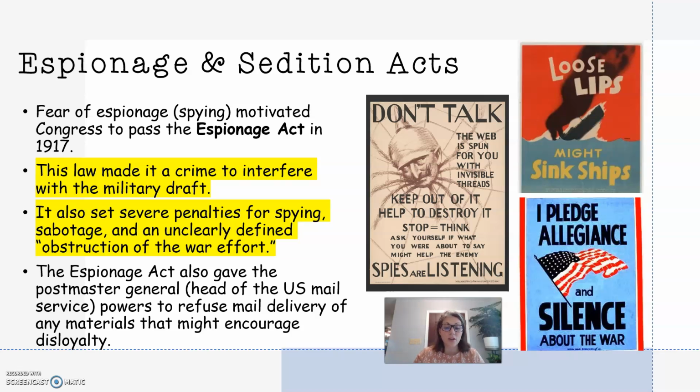And it also gives the U.S. Mail Service, so the Postal Service, the ability to stop delivering materials to people, mail, magazines, newspapers, letters, that might be disloyal. So anything that might talk bad about World War I, anything that might talk bad about the government, anything that might say you shouldn't sign up for the draft, the mail could just not deliver that. So it's kind of taking away your right to freedom of speech and kind of your right to privacy as well, but your right to privacy is not one of the rights that you have guaranteed in the Bill of Rights. So that's something that the courts argue about still today.